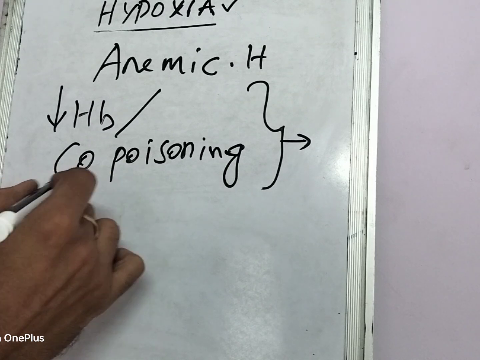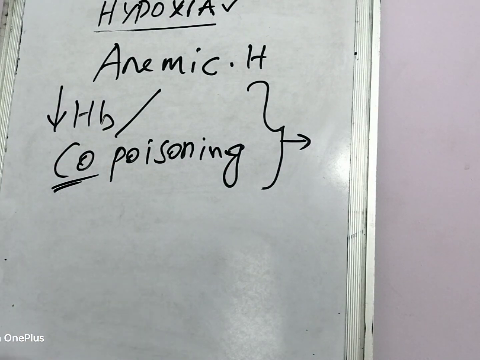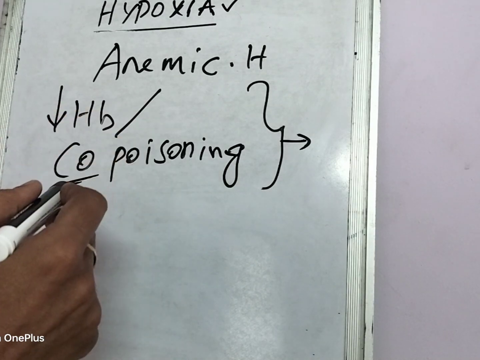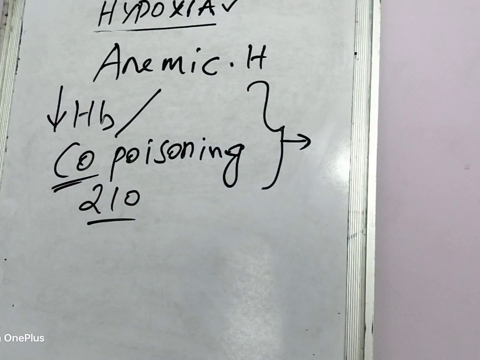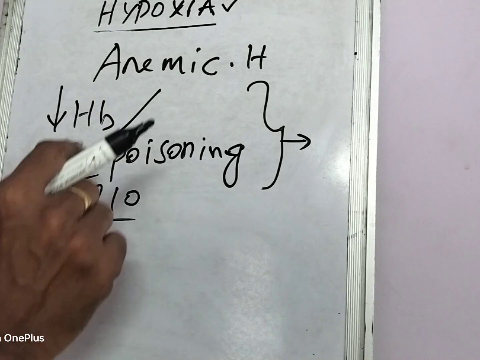So why is it peculiar with carbon monoxide? Because carbon monoxide has more affinity for hemoglobin, and it is having 210 times more affinity compared to oxygen. That's why carbon monoxide poisoning will cause anemic type of hypoxia.